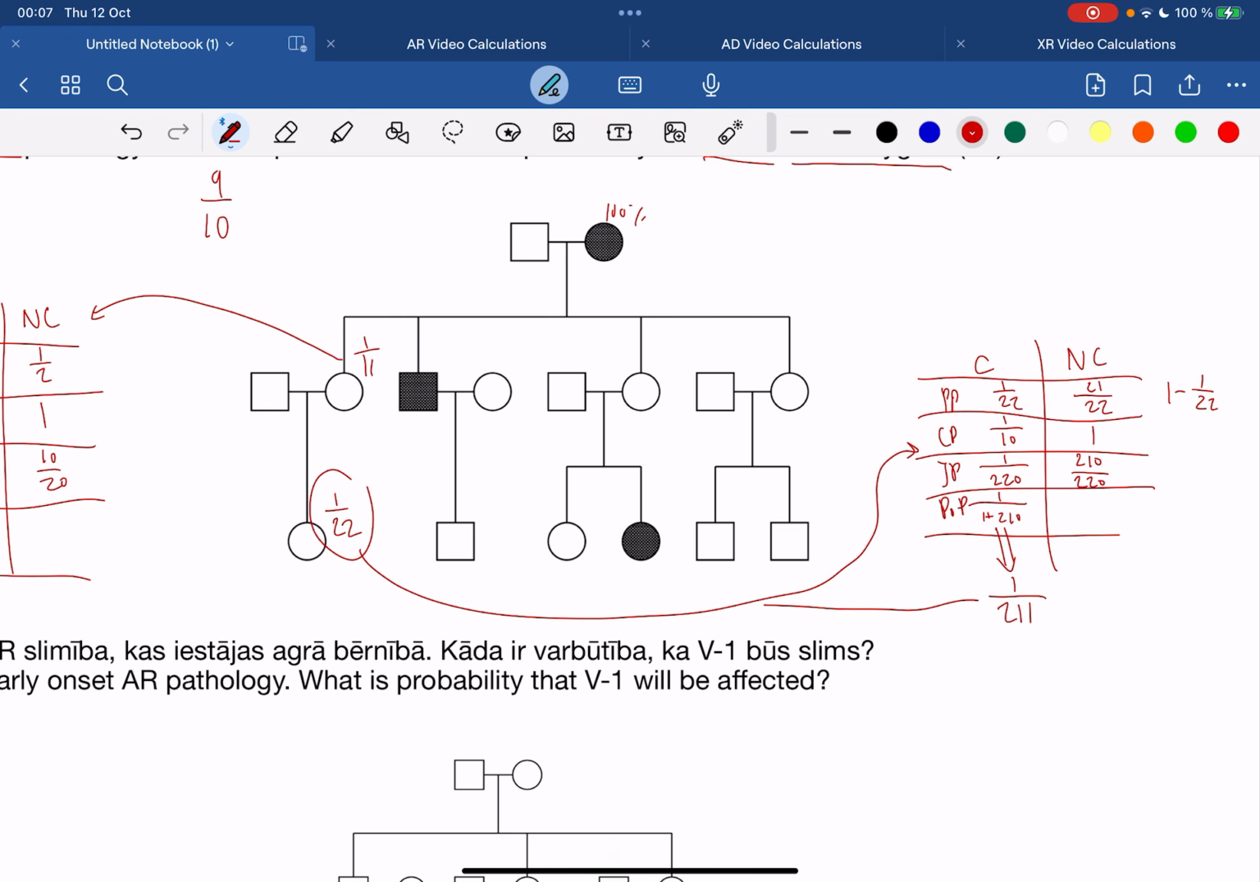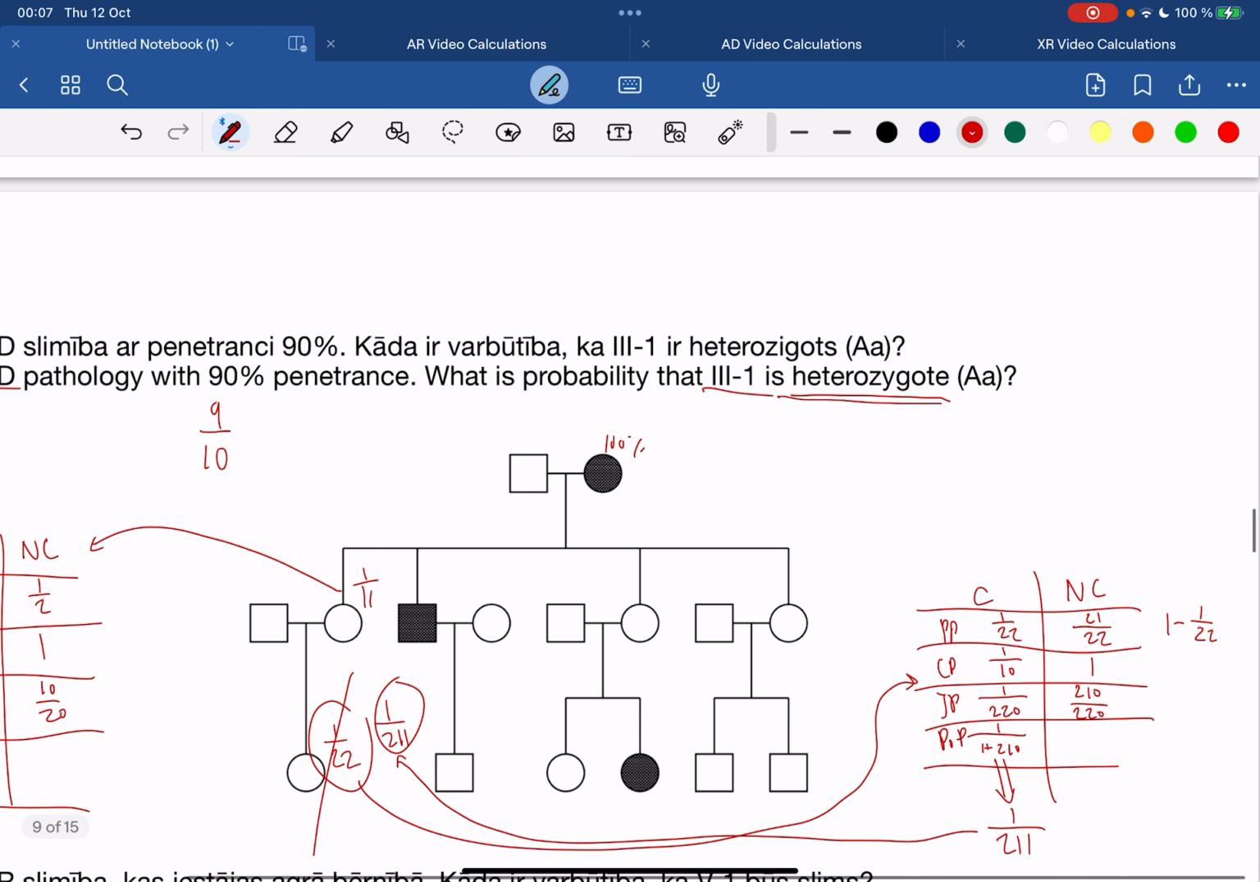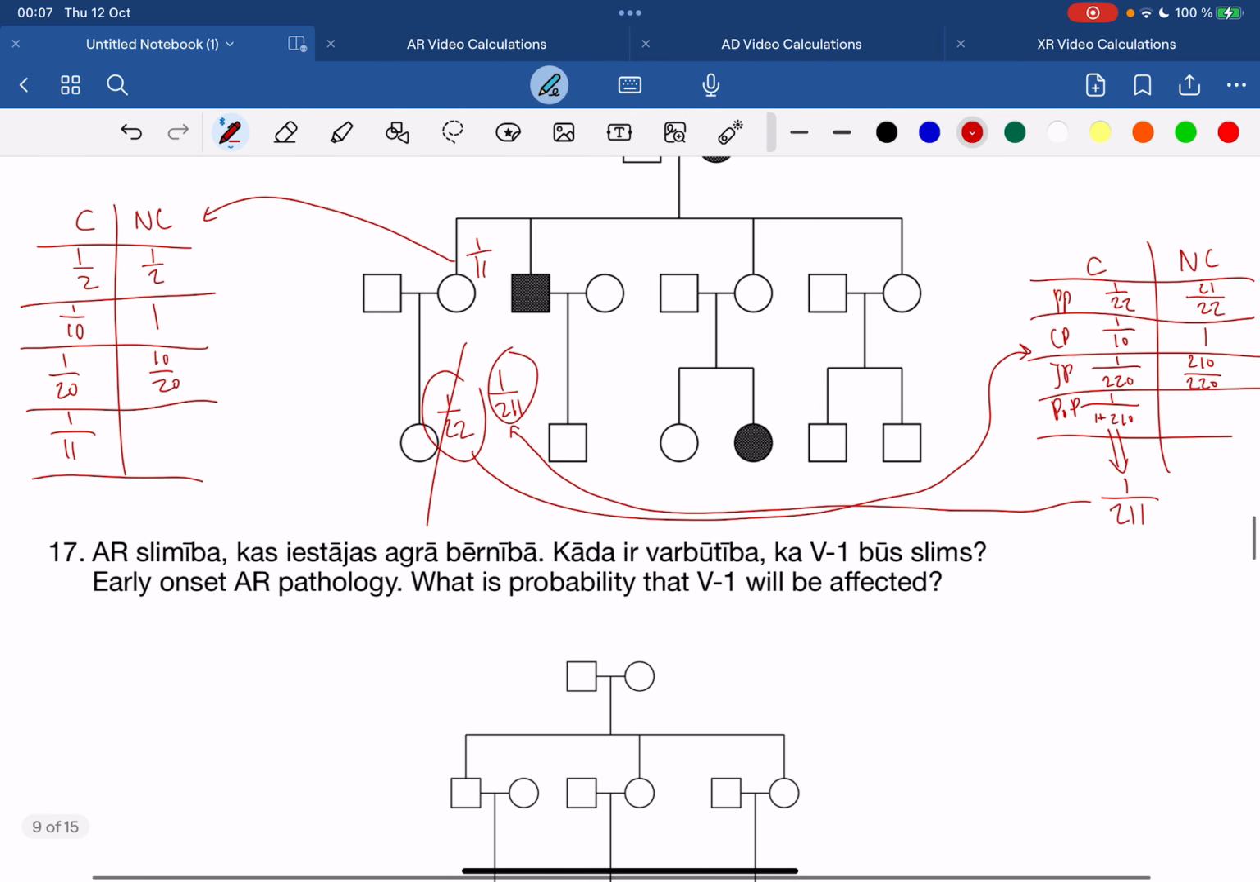That is it for this question right here, because they specifically asked about if this person is heterozygous or not, or the possibility for them to be heterozygous.